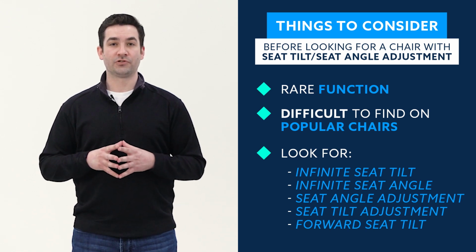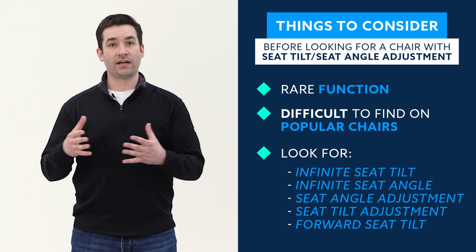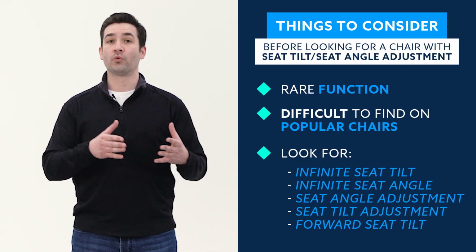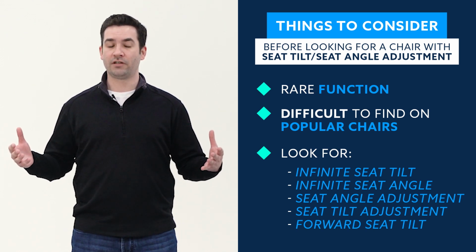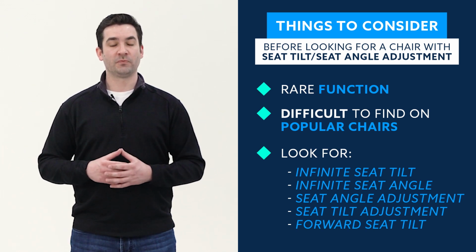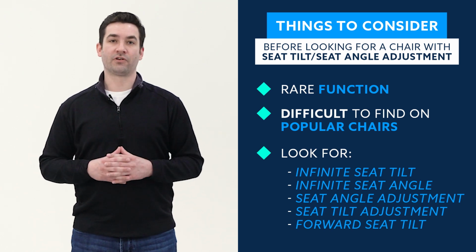You're going to need to search for terms like infinite seat tilt, infinite seat angle adjustment, seat tilt adjustment, forward seat tilt. Terms like these will usually pull up the chairs with this type of functionality, but like I said, a pretty rare adjustment, so don't be shocked if it's a difficult adjustment to find on the chair that you're considering.